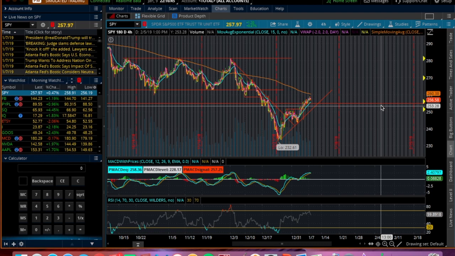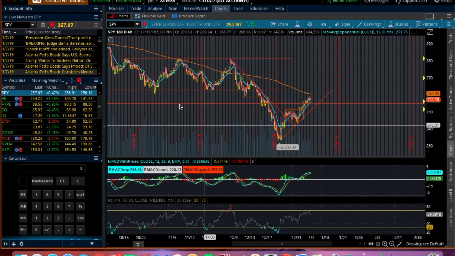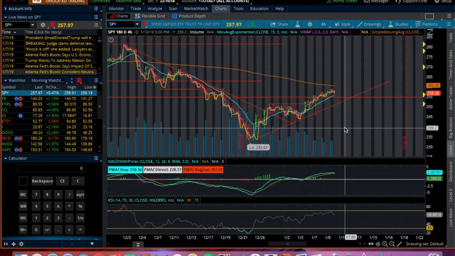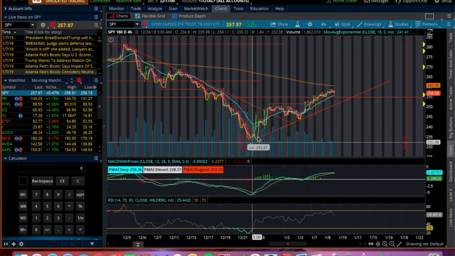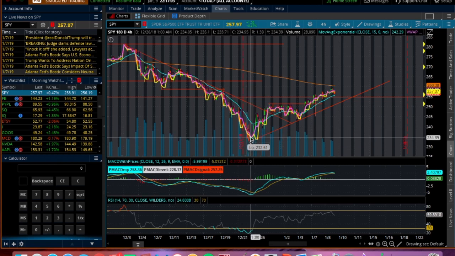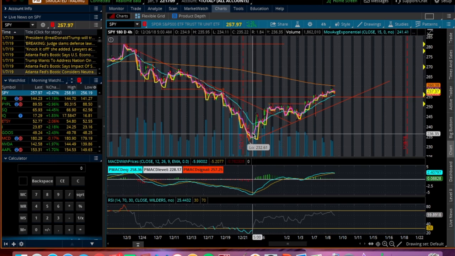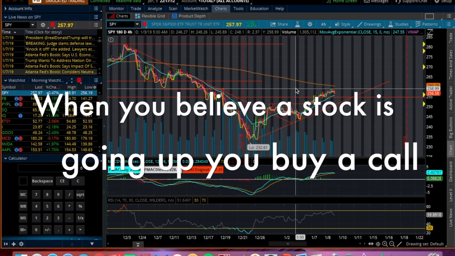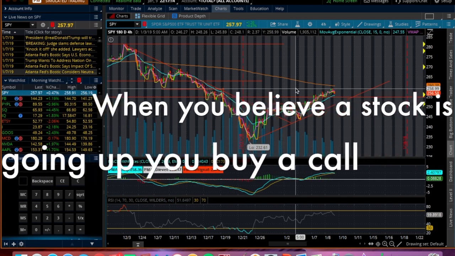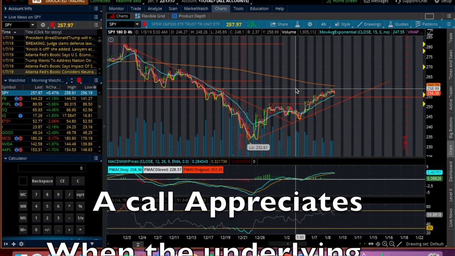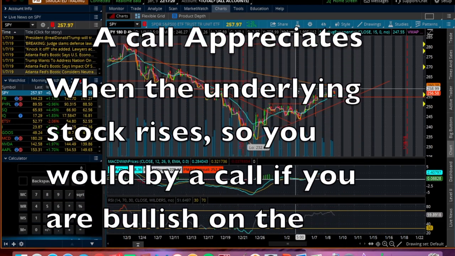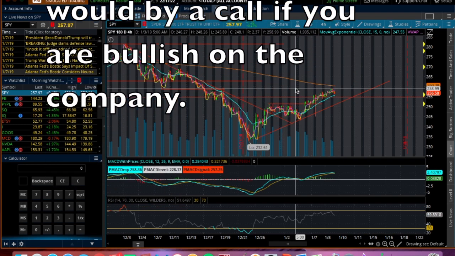So pretty much the option contract allows you to profit if a stock moves in your favor before the contract actually expires. So if you think that a particular stock like the S&P 500 ETF, which has options, at this low point of around the 234 area, if you believe that it was going to continue up and make this bounce, then you would buy a call, right? So a call is a contract that appreciates when the underlying stock rises. So you would buy a call when you're bullish on the company, right?